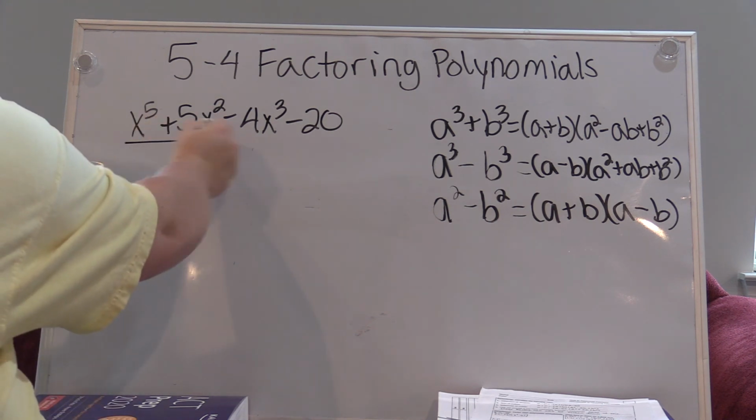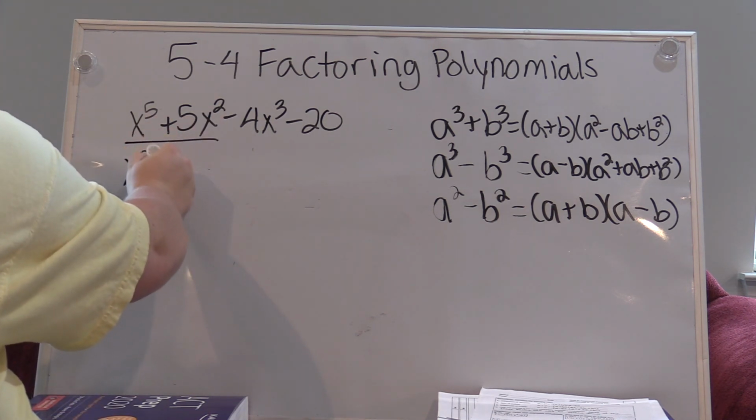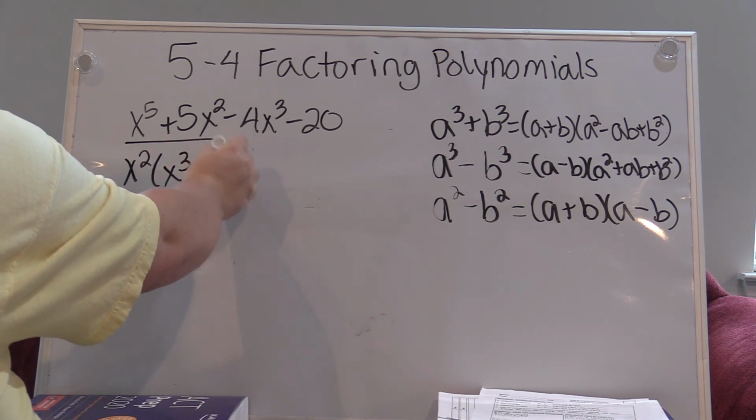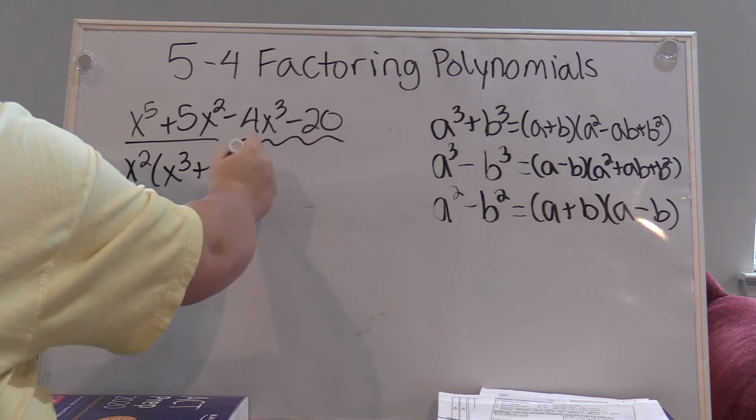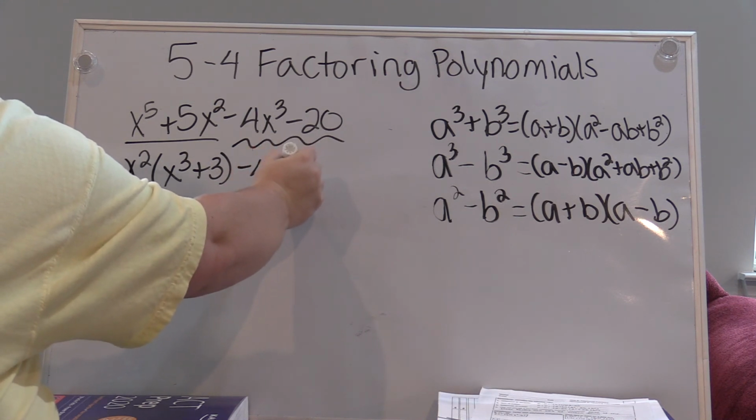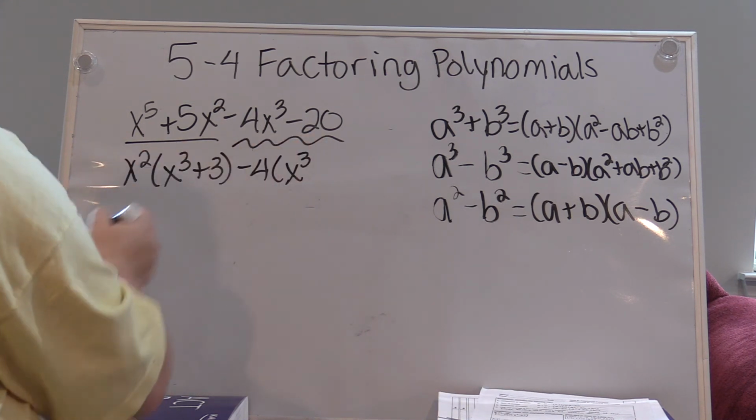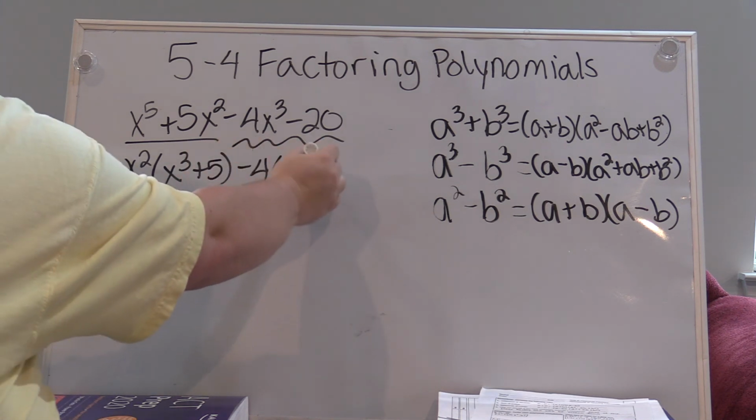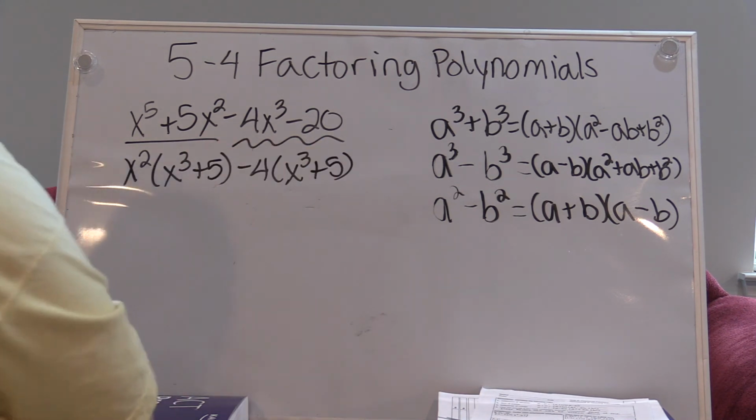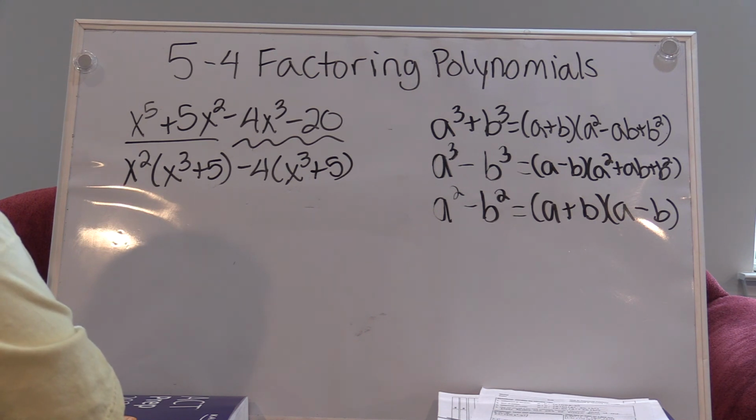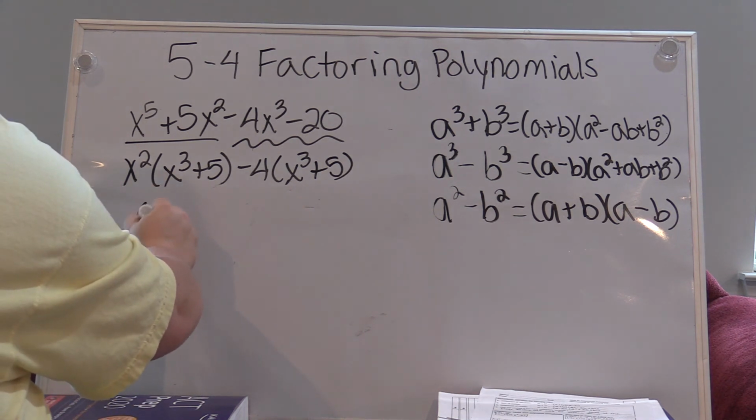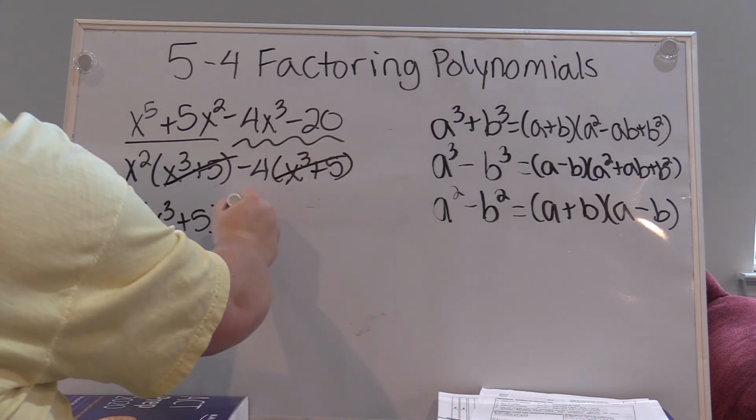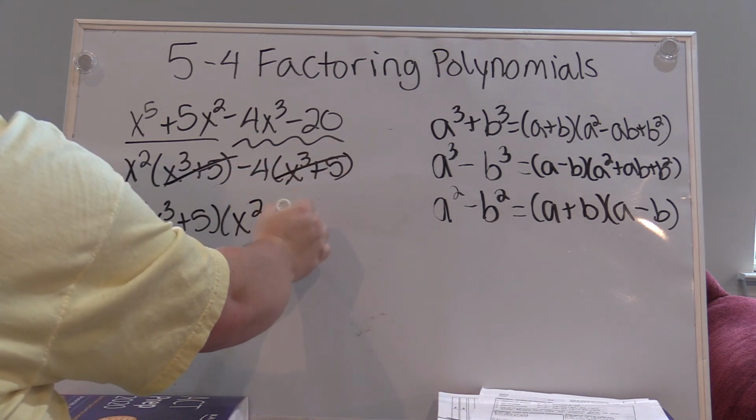My GCF here is x squared, so I get x cubed plus 3. The GCF here is negative 4, so I get x cubed plus 5. Ooh, this should not be plus 3, this should be a plus 5. They both have x cubed plus 5. I'm left with x squared minus 4.